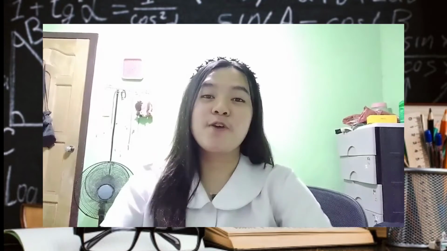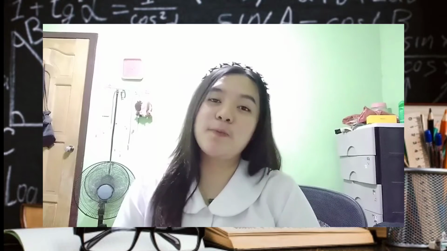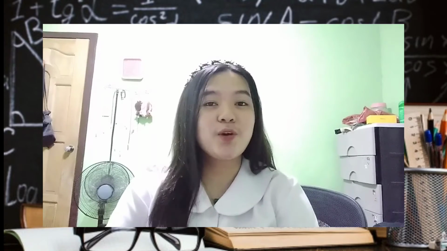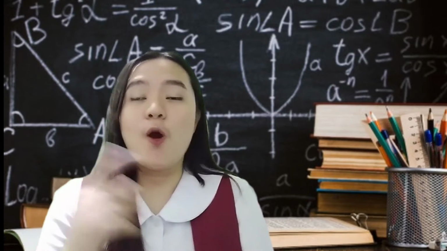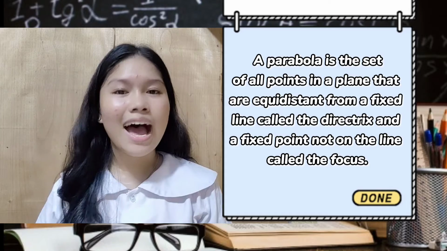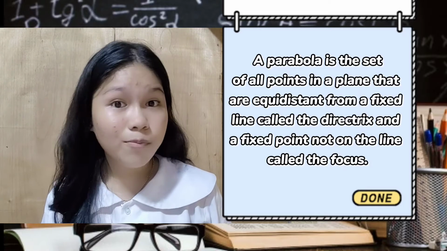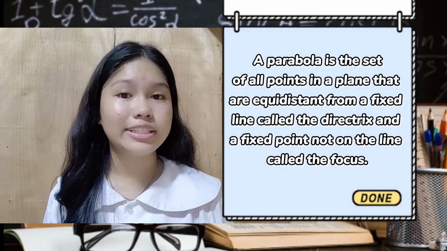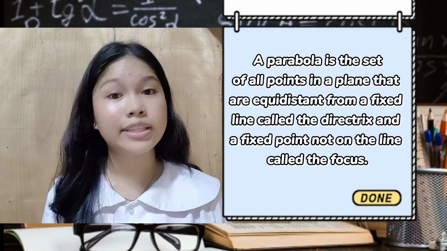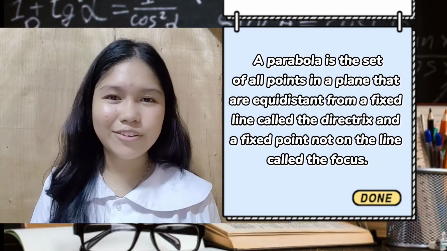A parabola? Is that one of the conic sections? Yes, you're right. There are 4 conic sections: the circle, ellipse, hyperbola, and the parabola. But for today, we're only going to talk about the parabola. So, what exactly is a parabola? A parabola is a set of all points that are equidistant from a fixed line, called the directrix, and a fixed point not on the line, called the focus.